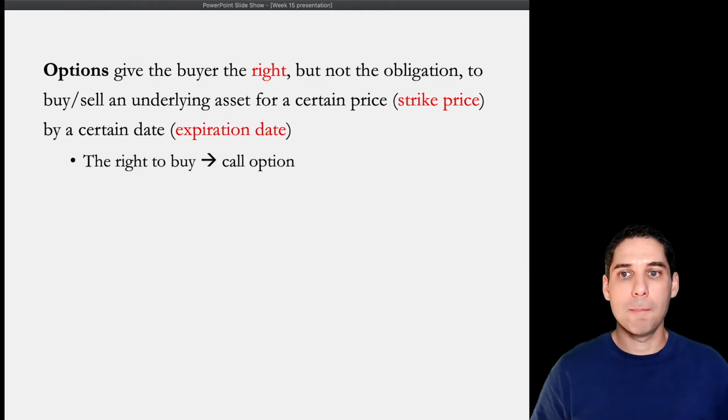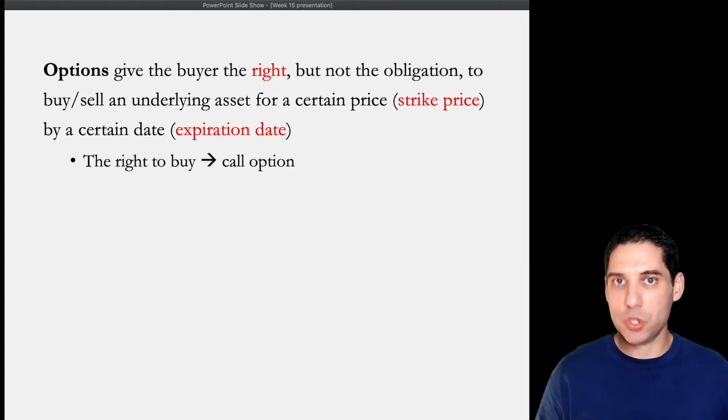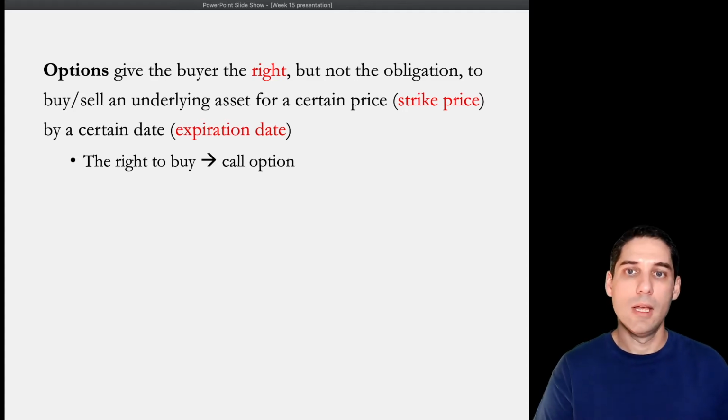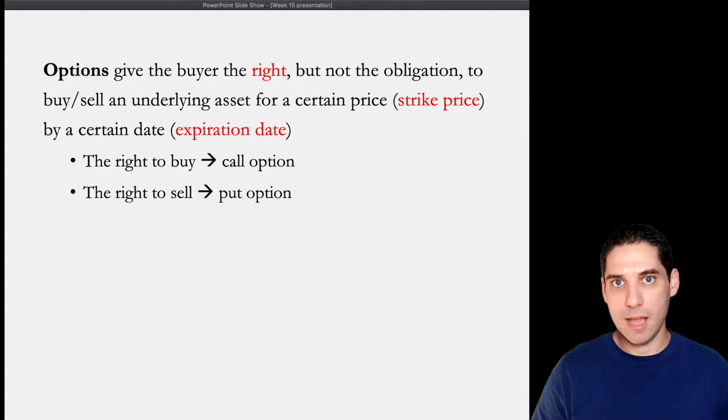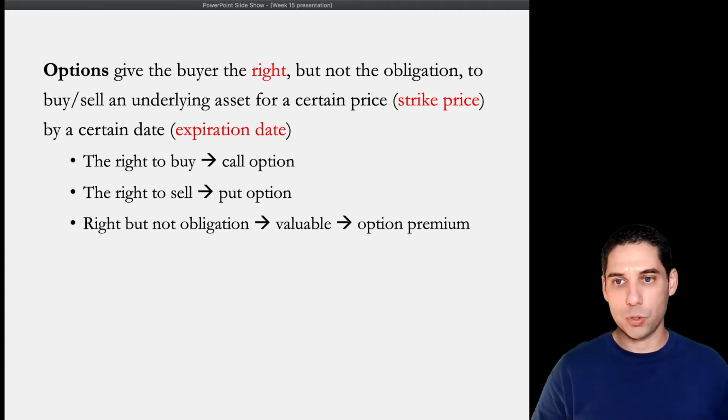All right. So in terms of definitions, one thing you need to be really aware of is the two types of options: call options and put options. Call options give the buyer the right to buy the underlying asset at a fixed price, and put options give the owner of the option, so the buyer of the option, the right to sell the underlying asset, whatever that asset might be, at a certain price by a certain date.